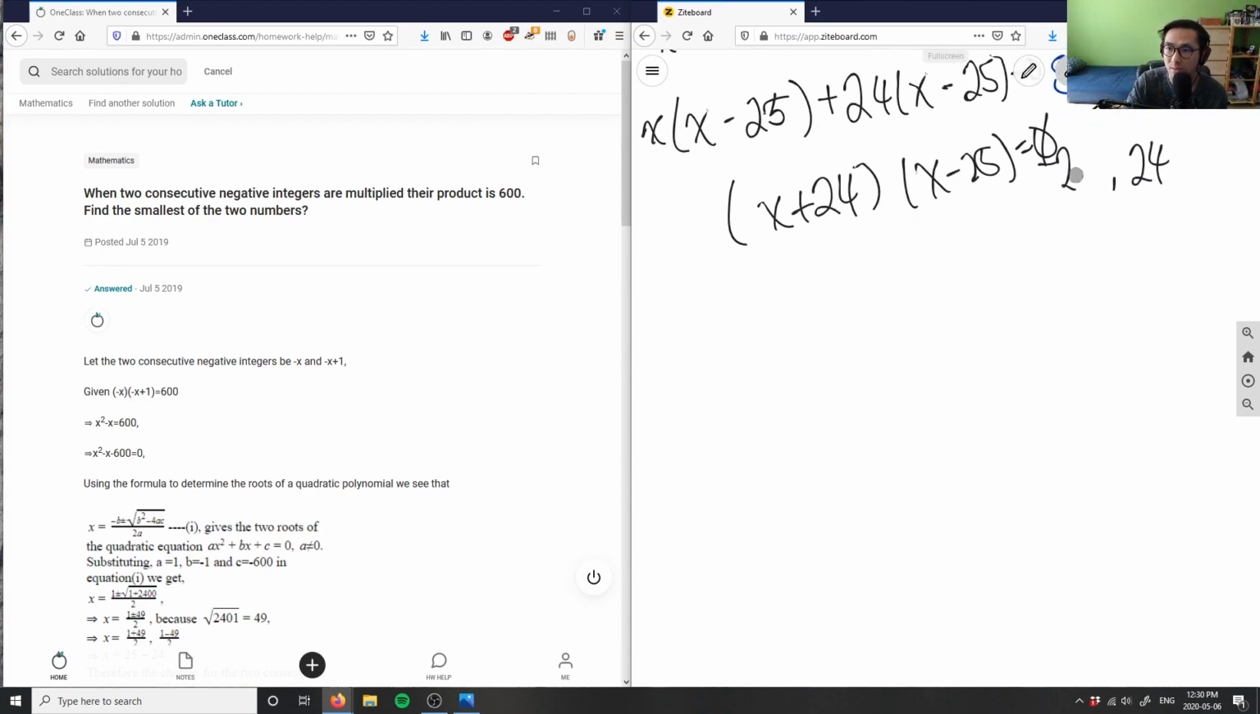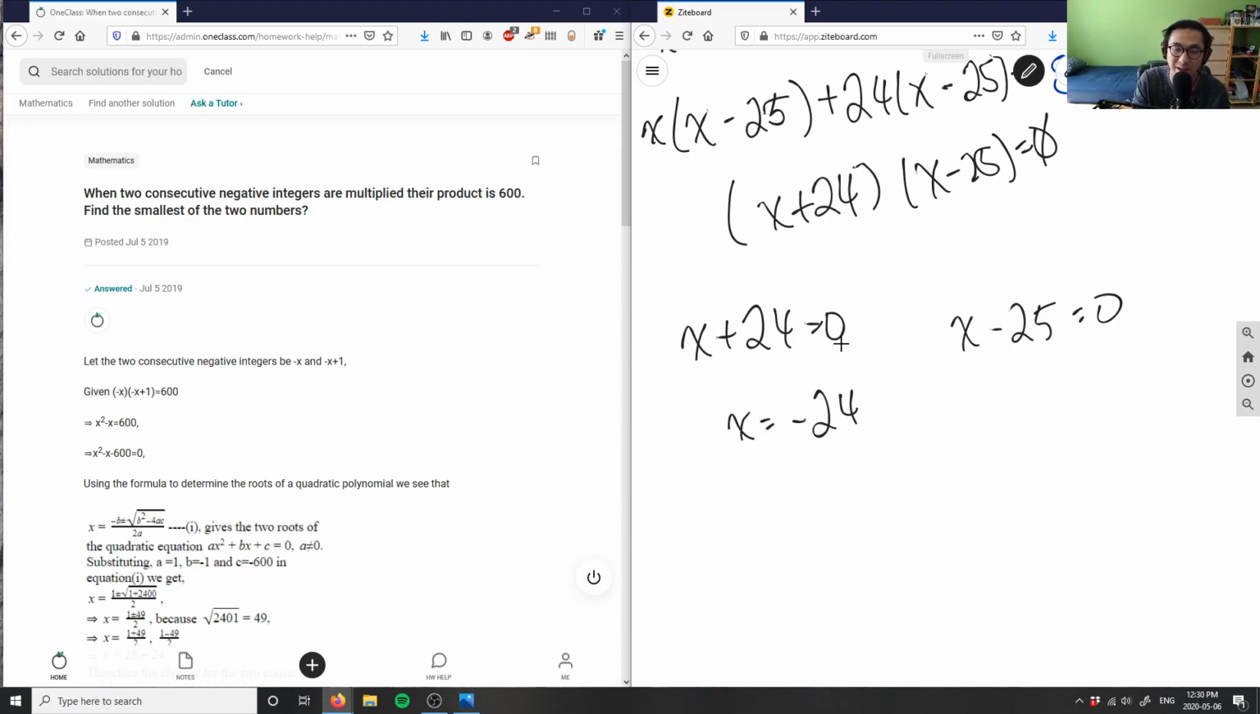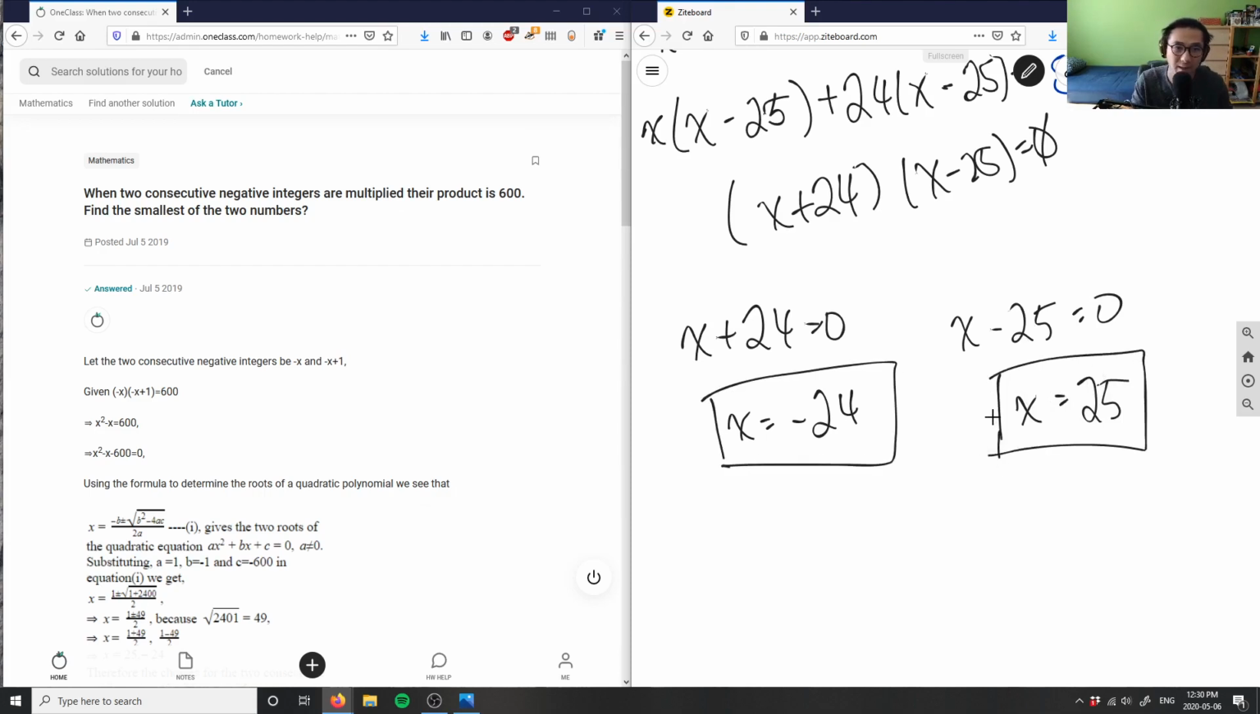Let me erase this because it's kind of messy. Now I can set both of these factors to 0, so I'm going to have two solutions: x plus 24 equals 0 and x minus 25 equals 0. Solving the left one first, move 24 to the other side, which makes negative 24. For the right one, I move 25 to the other side, giving positive 25. So x equals negative 24 and x equals 25 are my answers.